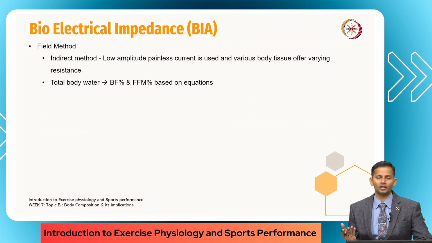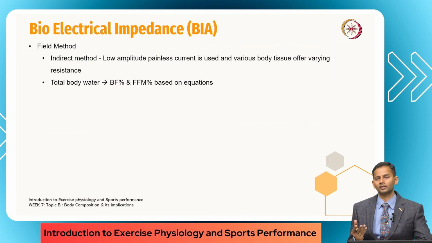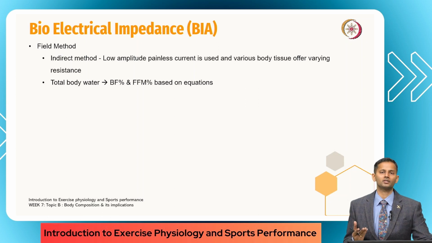The third method, which is again a prevalently used method, since there is not much change with respect to the last decade survey, is the bioelectrical impedance. It is a commonly used field method. It is an indirect method, wherein it assesses the body water using a low amplitude painless current, and based on the tissue resistance, it provides you the body composition factors. So based on the total body water, you assess indirectly the body fat percentage and fat free mass percentage based on the equations.